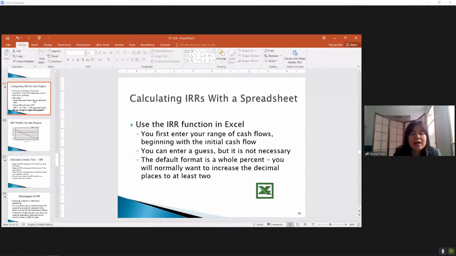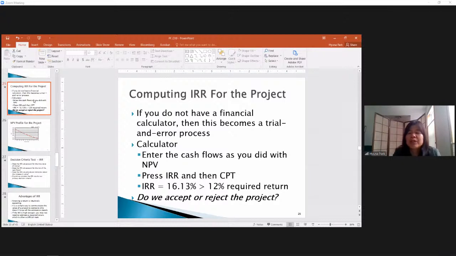So IRR is 16.13%. The meaning is that up to the discount rate of 16.13%, this project has a positive value. IRR of 16.13% is definitely higher than 12%, the required return. So this project has a positive NPV. IRR is greater than the required return of 12%, so we accept this project.